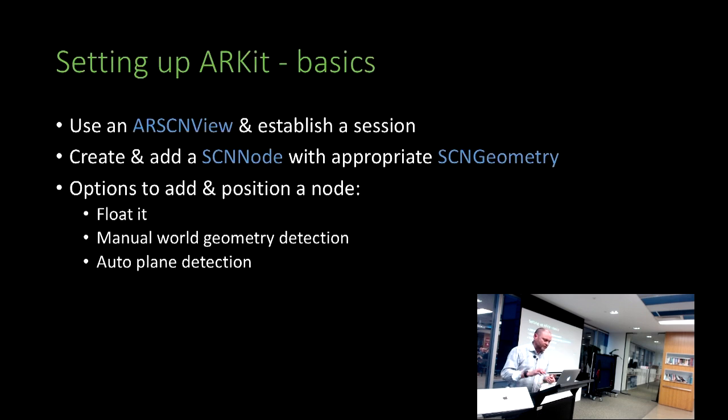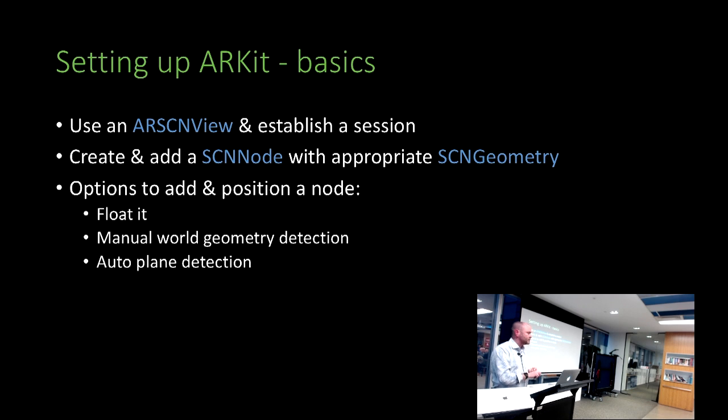Right, so steps to do it. We're going to use the SceneKit version of ARKit. We're going to create a basic SceneKit node, create a very basic out-of-the-box geometry, and then position it into the world. Basically there are three techniques for positioning something into the world. You can either float it at a fixed position, you can do manual world geometry detection where you say, I want to put it there and tap the screen and have it put something there, or you can let ARKit go and automatically detect the planes and put things around the world for you. We'll start by doing the first one.